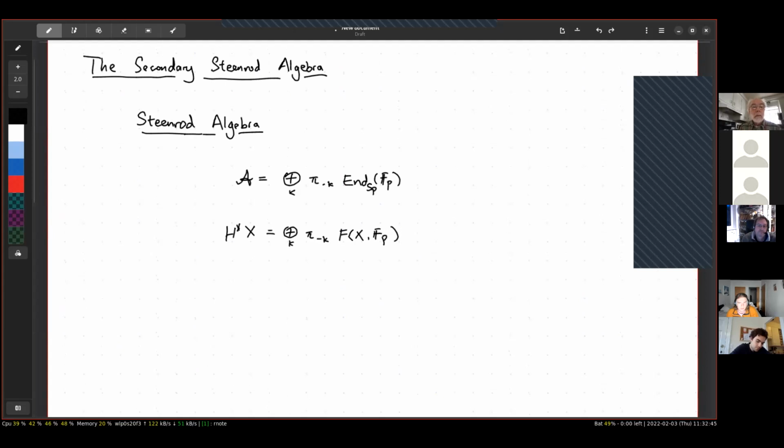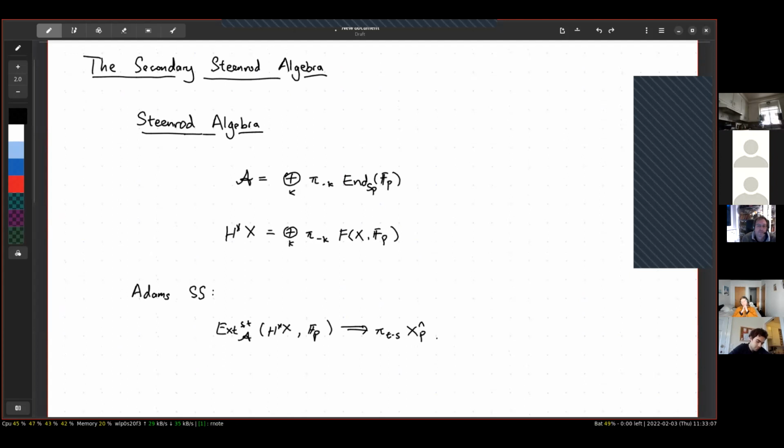the Steenrod algebra acting on the cohomology of a space, and this gives us the Adams spectral sequence, which goes from Ext over A of the cohomology of X to F_p, and it converges to the p-completed homotopy groups of X.